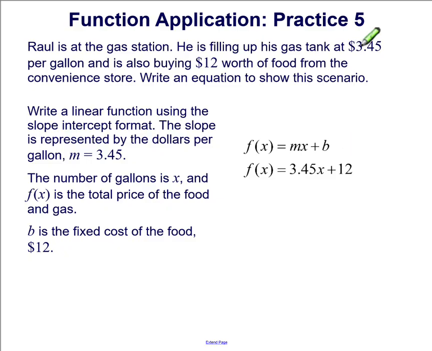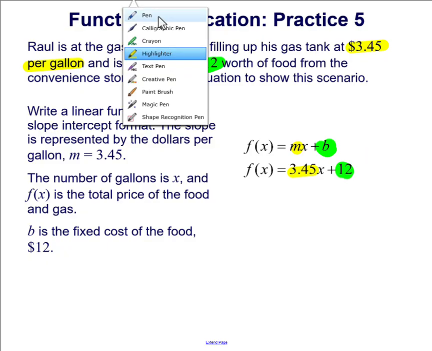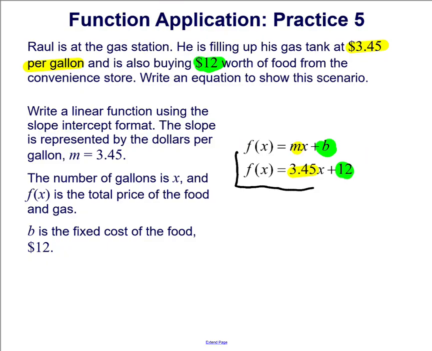m is the change per gallon. The price is dependent on the number of gallons, and that's changing per gallon, so m is our rate of change, which is $3.45. This is a fixed rate, $12. That's a one-time fee or a one-time amount paid only for the food. So that's our b value. And that's how we get our equation. f of x is equal to 3.45x plus 12.